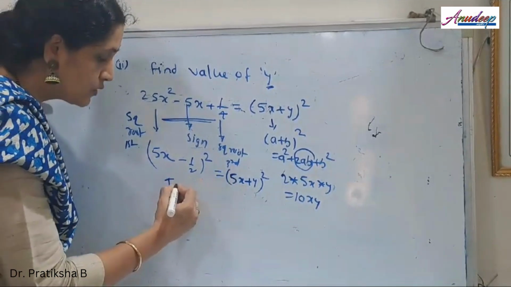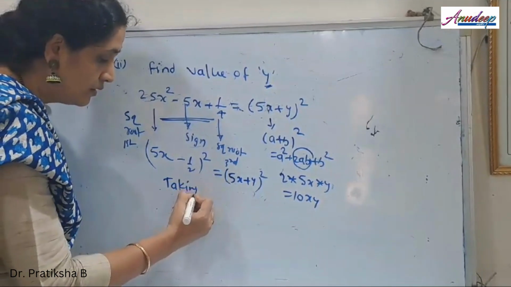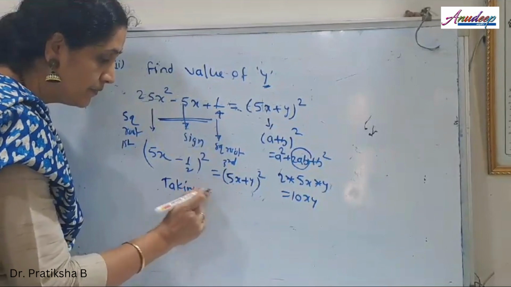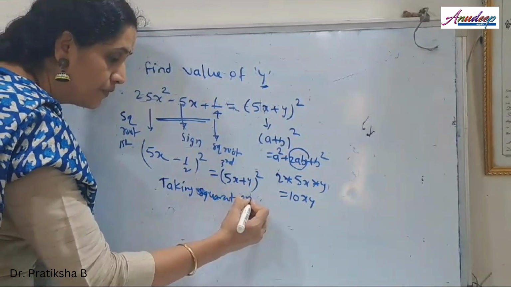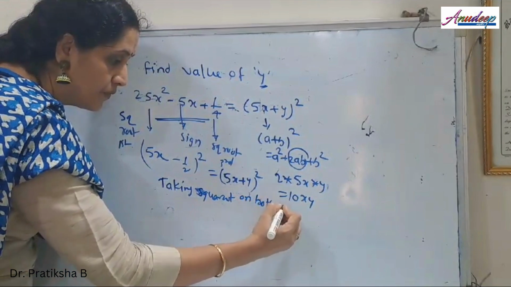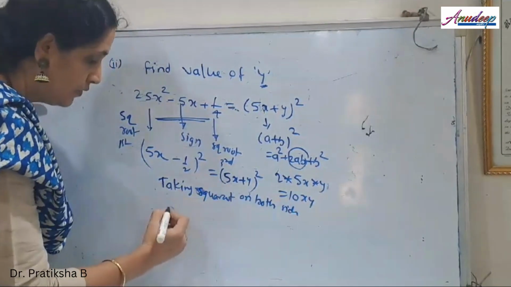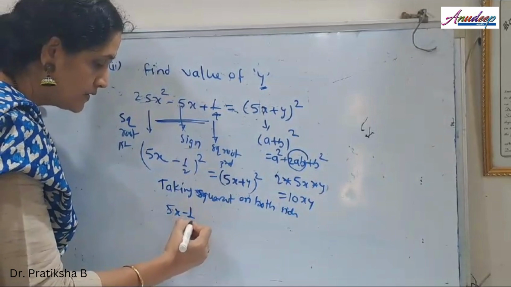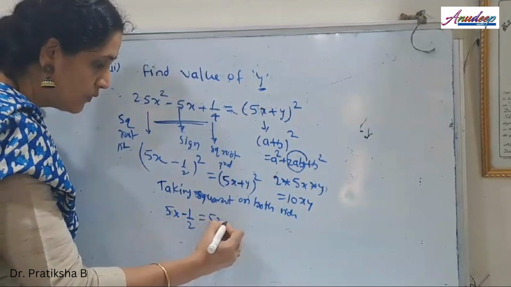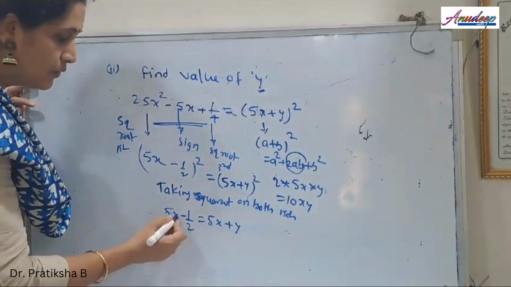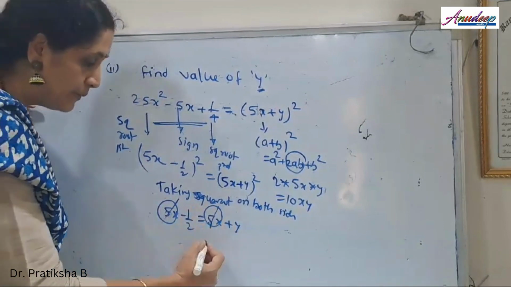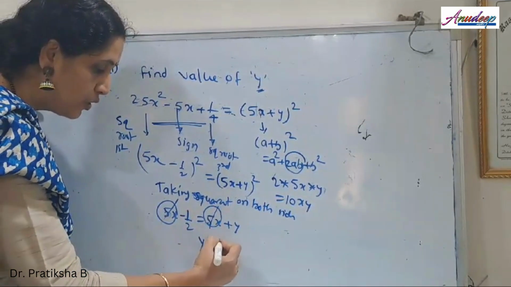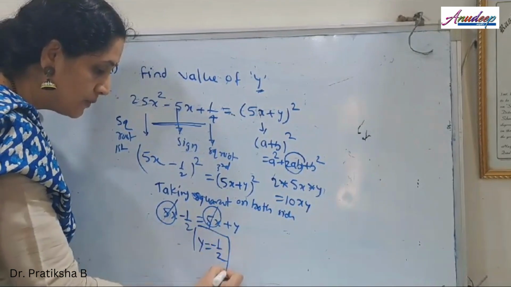So taking the square root, we get 5x minus 1 by 2 is equal to 5x plus y. Again 5x is a common term on both the sides, so we can cancel it off. We will be getting directly the value of y, that is minus 1 by 2.